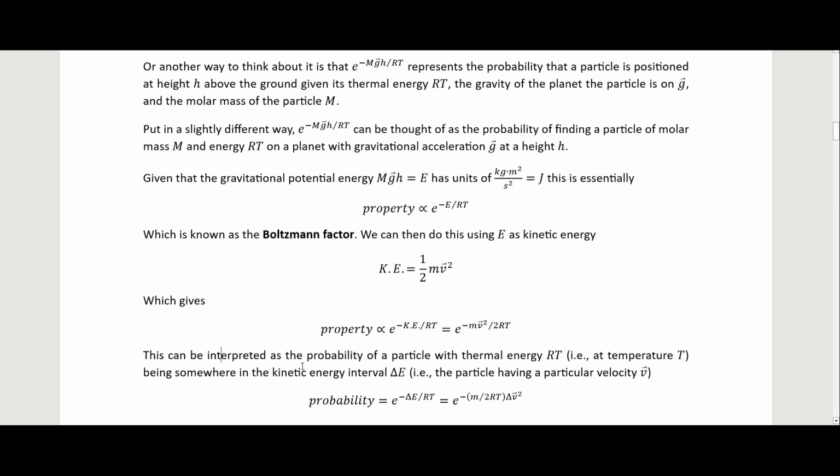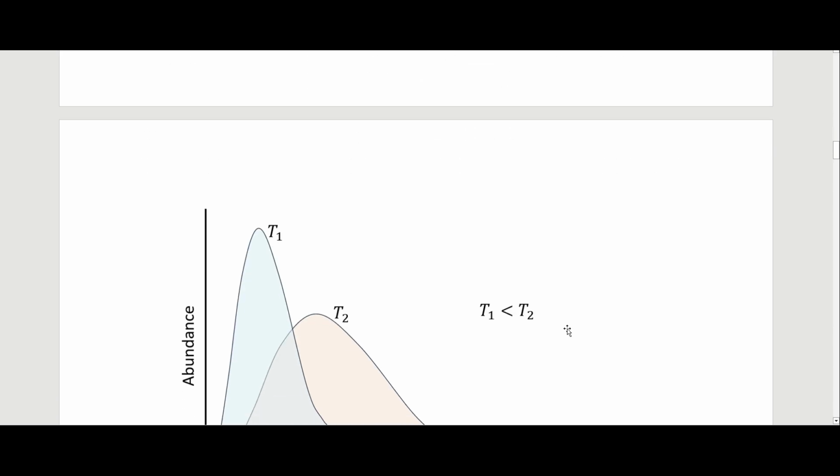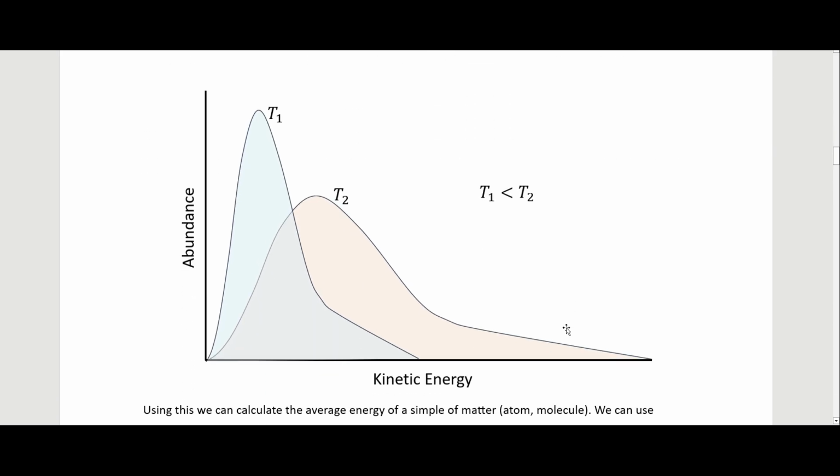And so this can be interpreted as the probability of a particle with thermal energy RT, which we know is just going to be temperature since R is a constant, being somewhere in the kinetic energy interval delta E. In other words, the particle having a particular velocity V. So this is, like I said, a probability distribution, and so it's the probability of being in some interval of energy here, and so we can think of that for kinetic energy as the probability of having its velocity in some interval there.